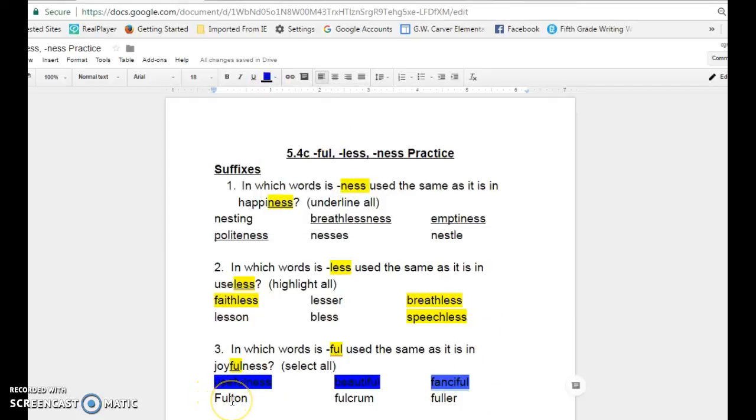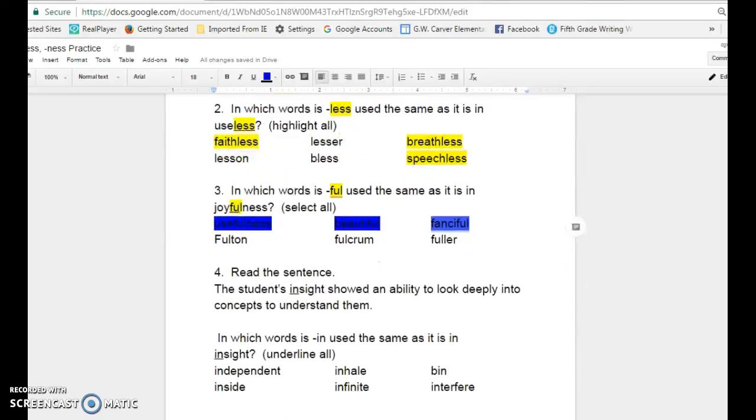Fulton. Again, it's in the wrong part of the word. It does not mean full of ton. Fulcrum. Wrong part. This is at the beginning. It does not mean full of crumb. Fuller does not mean full of lur. So you have found all of your suffixes meaning full of.